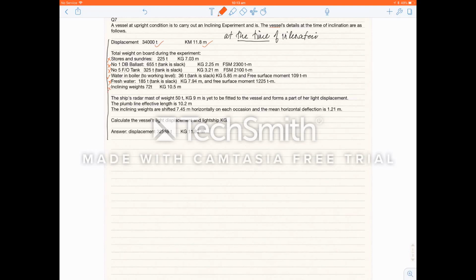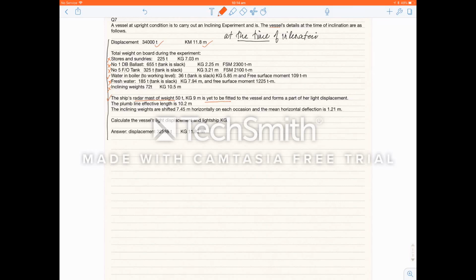The ship's radar mast is yet to come, so this is part of light ship. The inclining weights, which we have already taken into account here, so that's okay. So first we have found out what is not going to be part of the light ship.